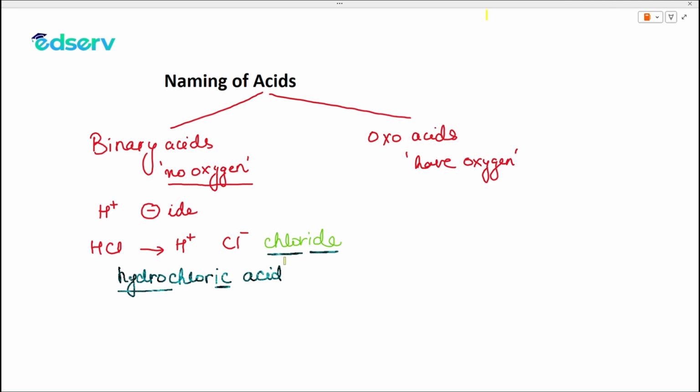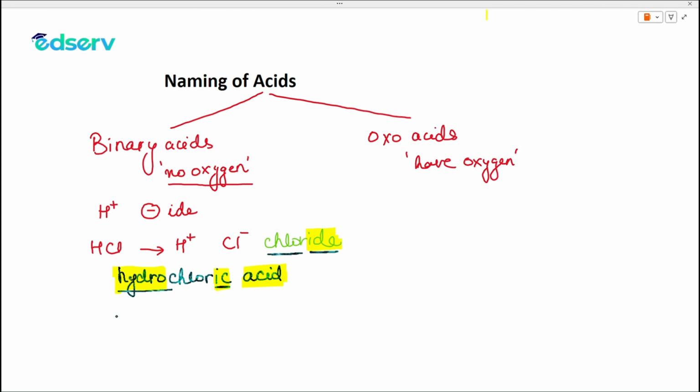The process is very simple. Replace the ide with ic. Introduce the prefix hydro, and just because it's an acid, you have to place acid at the end. So this HCl will be named as hydrochloric acid.